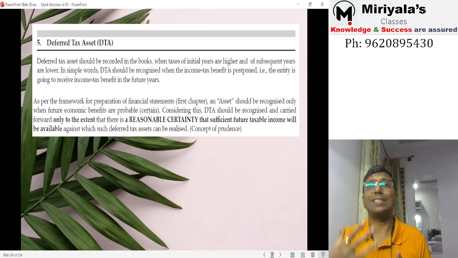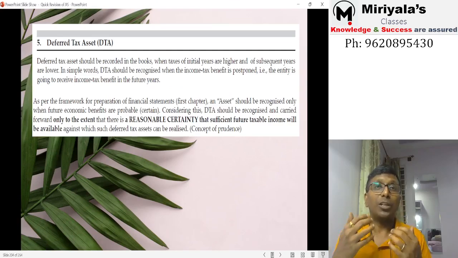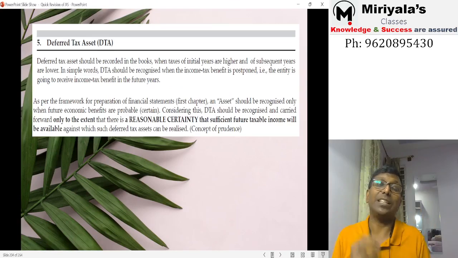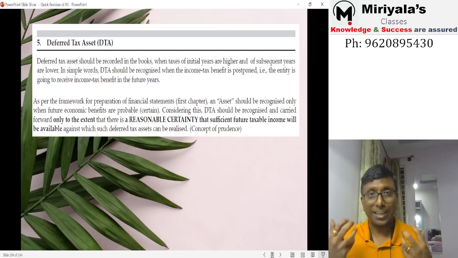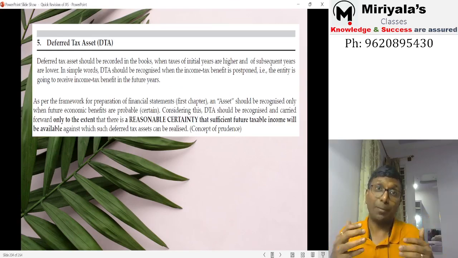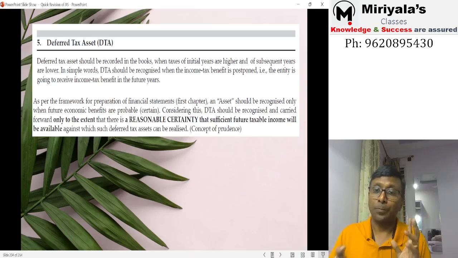Whenever you recognize an asset, there is a basic condition to the asset: there should be probable future economic benefit inflow. So here also the standard is asking, is there a reasonable certainty that I am going to utilize this asset to offset my future liability? Reasonable certainty arises from projections, expectations, forecasting, budgets. If you say that you are going to get a future taxable profit, then there is no problem to recognize it.